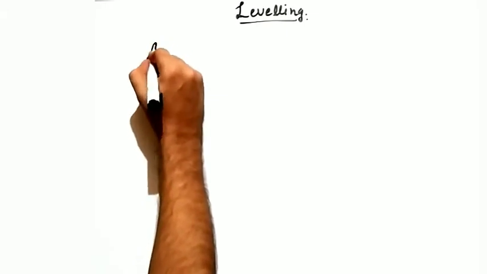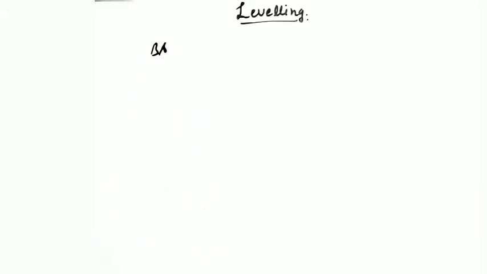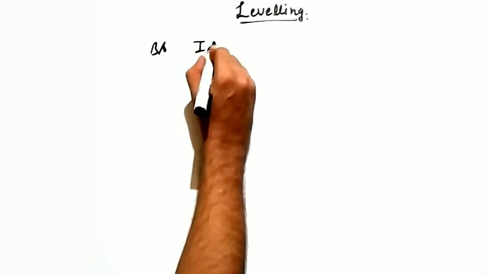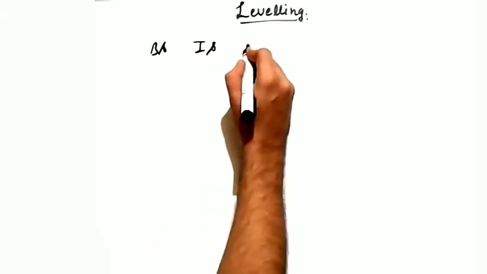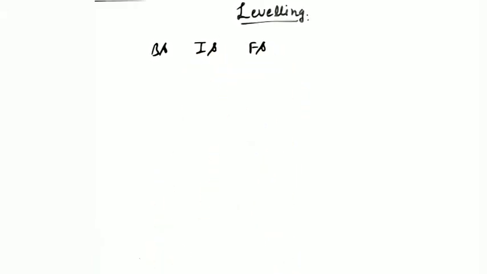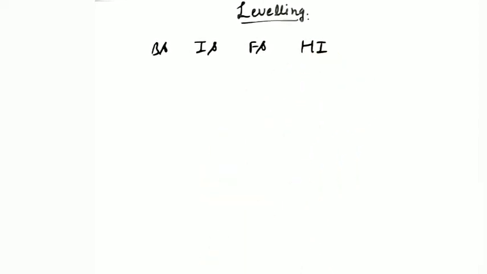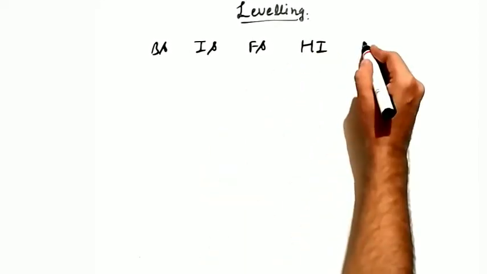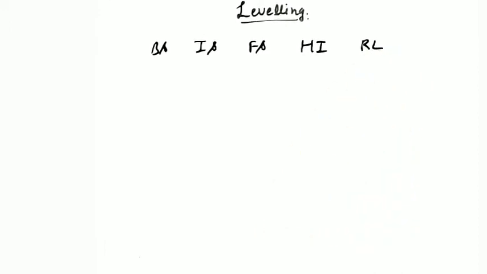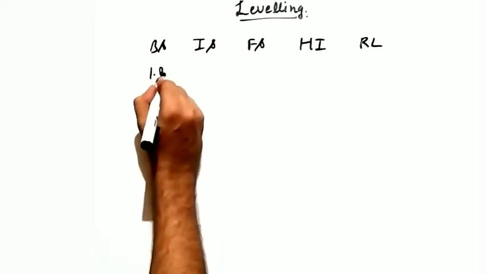So let me tell you how to make a table for this. In the first column you write the backside reading, then the intermediate side reading, and finally the foreside reading. Then you write the height of instrument. The first method that I am teaching you is the height of instrument method, and finally the RL. See, suppose first of all you took the backside reading and it was, suppose, 1.8 meters.